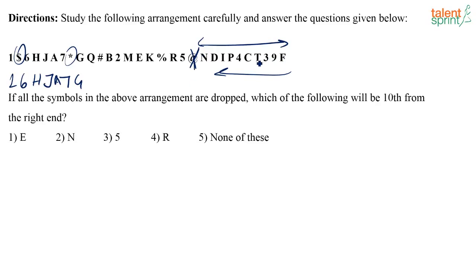1, 2, 3, 4, 5, 6, 7, 8, 9, 10. Already the 10th element is N. You can stop here itself. You need not even eliminate these symbols and write the series that you will get. Directly you can mark the answer as option 2, that is N. Because after here there are no symbols to be omitted.